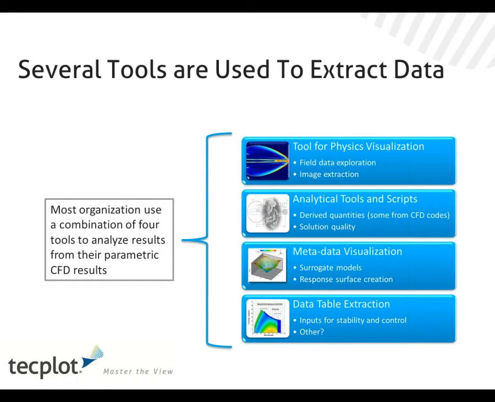Surrogate modeling, again, is an area where this is usually being done external to the field data. And finally, what we're finding is that for the most part, people are exporting data in CSV files and or using Excel. Probably the most common engineering plotting tool in the world is Excel, whether we like it or not.